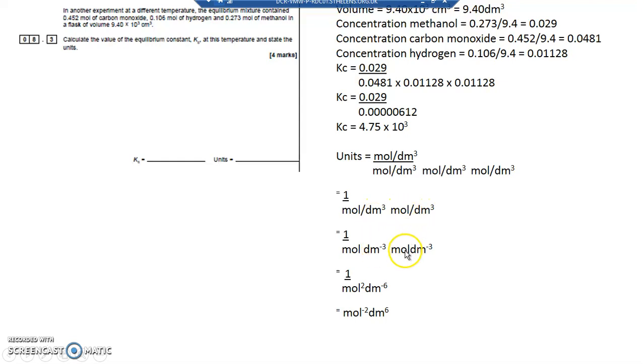I've got another one here, mole dm to the minus 3. How do I simplify that? Well, I've got a mole and a mole, which is a mole squared, and I've got a dm minus 3, dm minus 3. I add these two numbers together to get a dm minus 6. If it's on the bottom and I want it to be on the top, I change the 2 into a minus 2 and I change the minus 6 into a plus 6. So I reverse the signs, positive to become negative and negative to become positive if I want this on the top rather than the bottom.